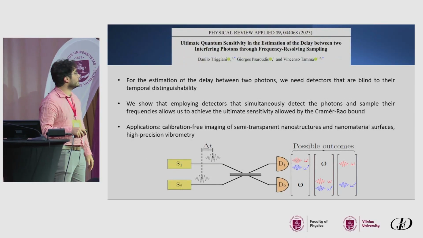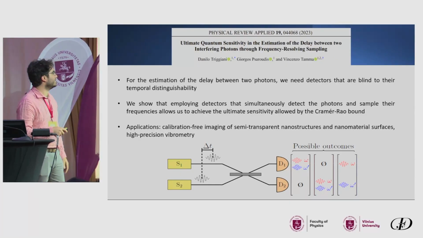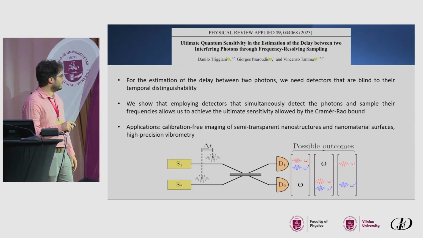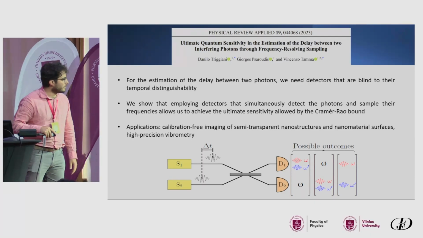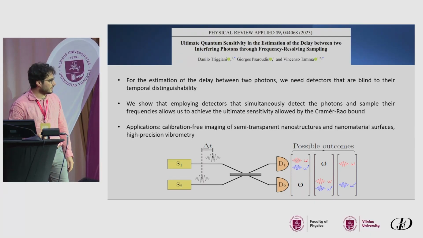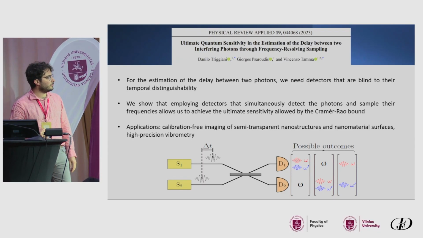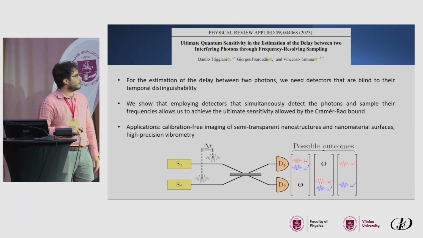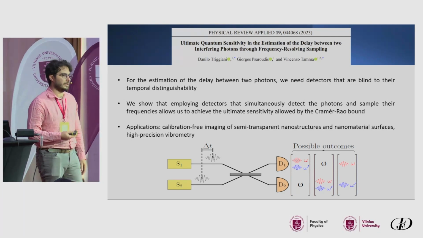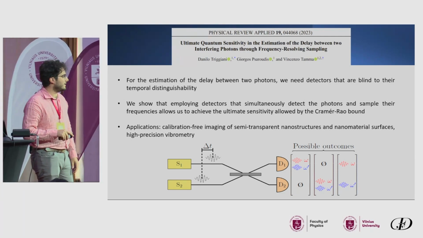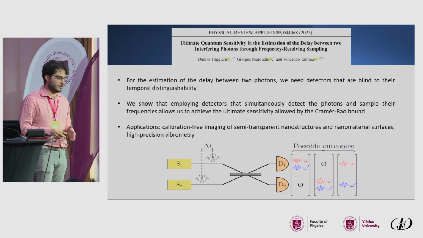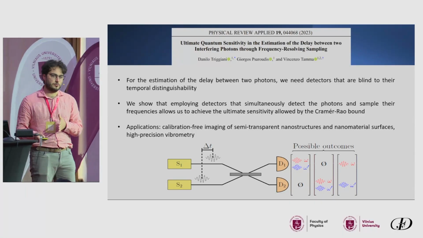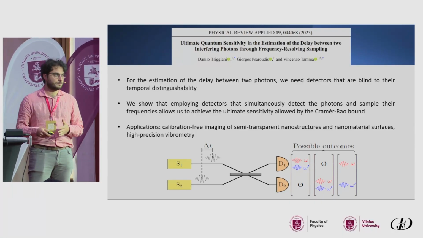And this is the proposal. Of course, the answer is yes. And the proposal is we replace the detectors from bucket detectors to detectors that are capable to resolve the frequency of the photon. And why the frequency? Well, because the frequency is the conjugate variable to the time. And essentially, the idea is that these detectors are essentially blind to the time distinguishability.